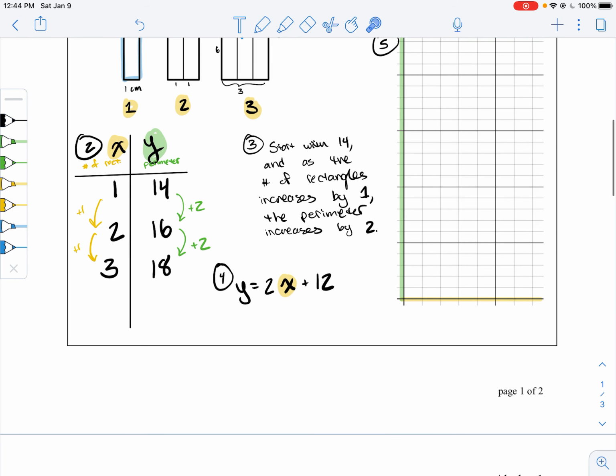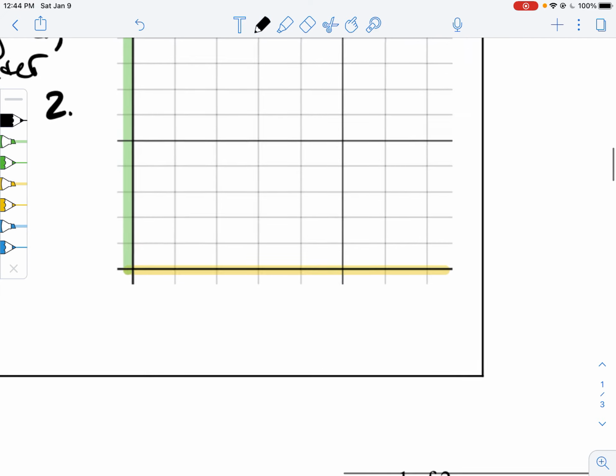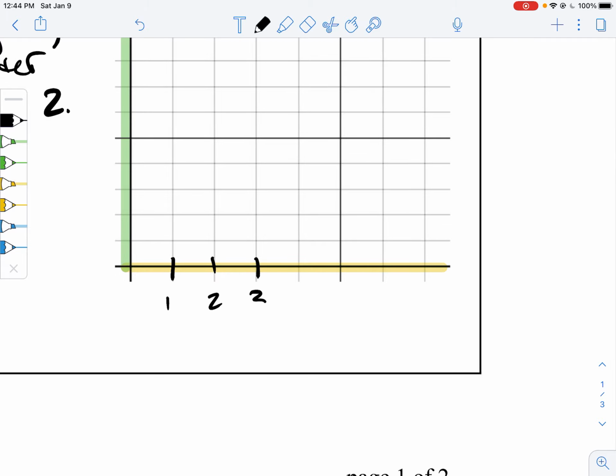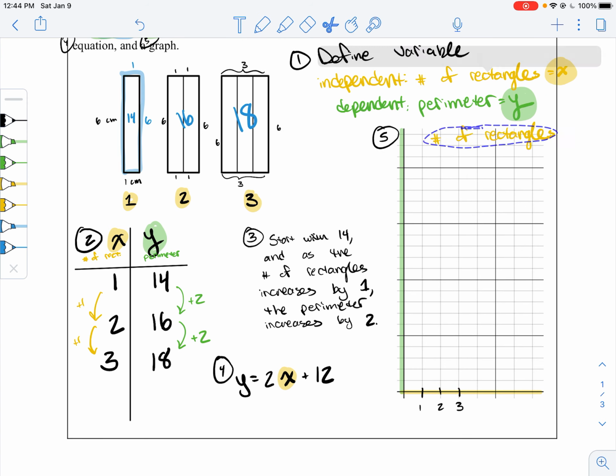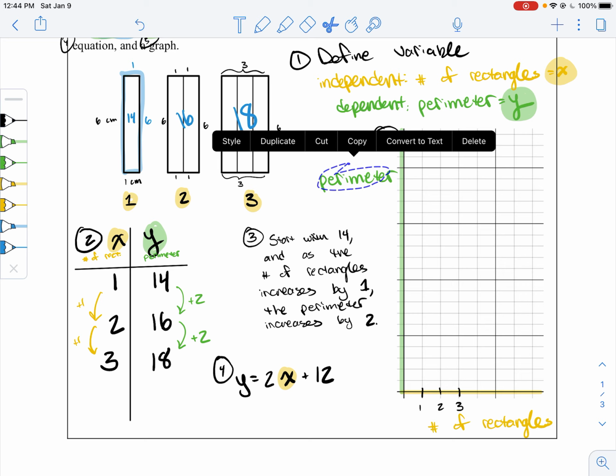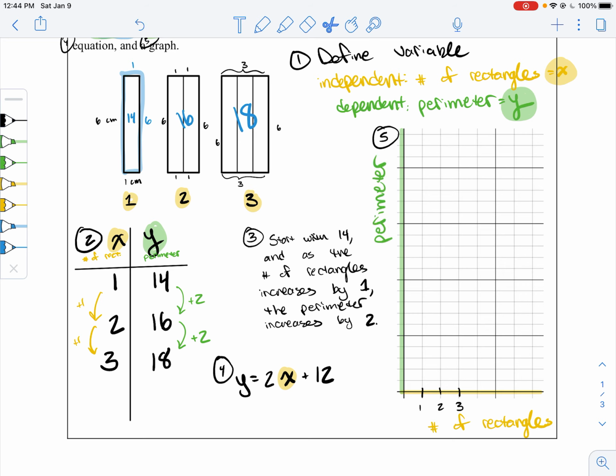So let's look at the x's that we're dealing with. We go from 1 to 3. So I'm going to label these as 1, 2, 3, 4. But we also need to say, what does x represent? X represents the number of rectangles. So we label our axis down here like that. Same thing, we need to look at the perimeter that we're dealing with. Since y represents the perimeter, put it here. Or if you wanted, you can rotate it this way. That's fine too.